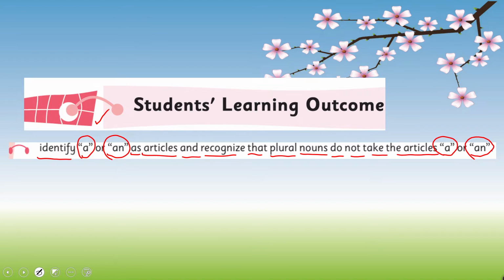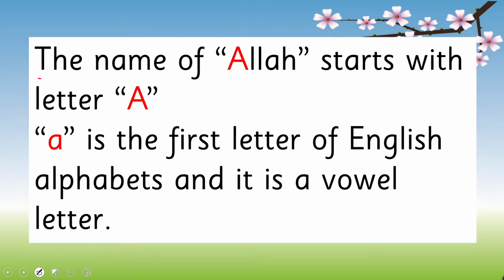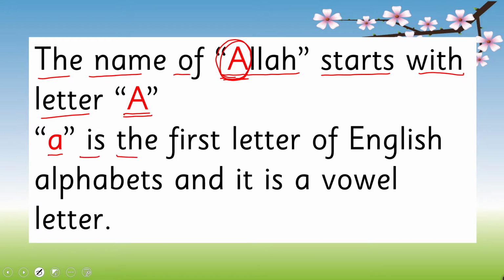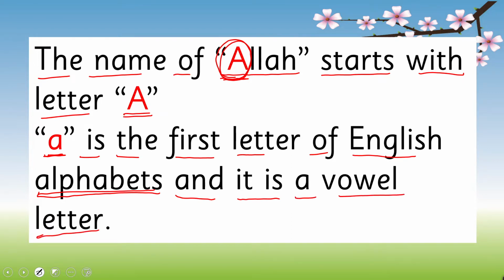Let's start with the name of Allah subhanahu wa ta'ala. The name of Allah starts with the letter A. So when we write Allah, the first letter is A. And we know A is the first letter of the English alphabet. Means when we write ABC, the first letter we write is A. And A is a vowel letter. It is a vowel. We have learnt about vowels.